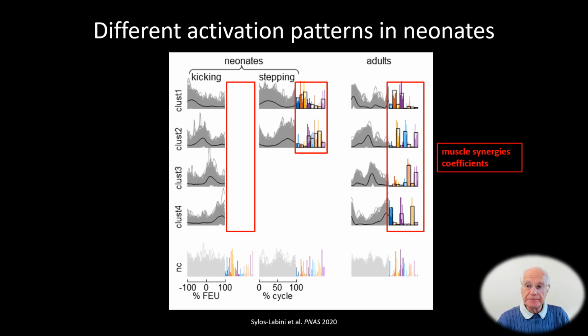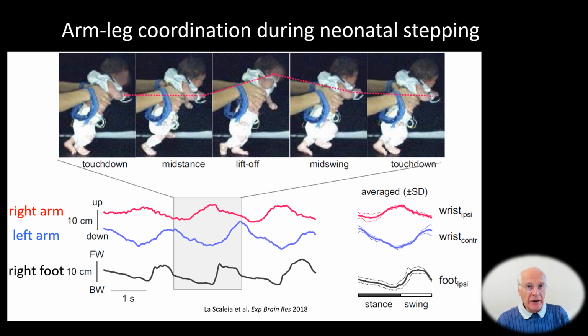Human adults normally swing their arms during walking. This is due to a coupling between the cervical and lumbosacral spinal circuits. In a few neonates, we found the overt presence of alternating arm-leg oscillations with a similar interlimb phase as seen in adults.